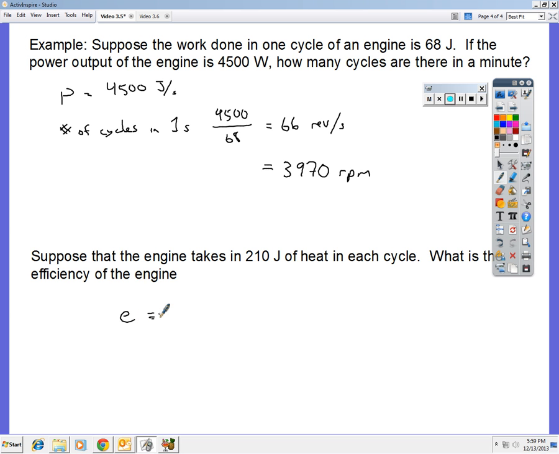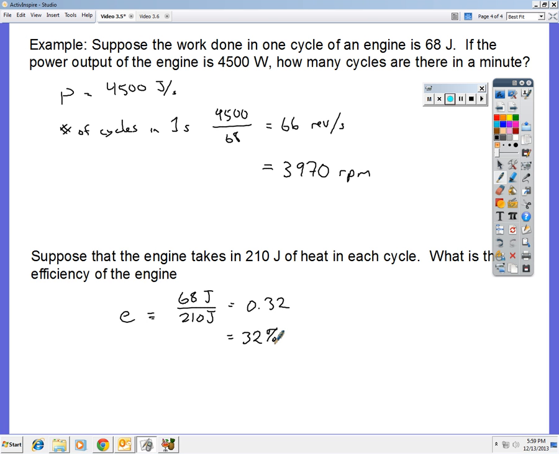Well, the efficiency is the work out, which in 1 cycle is 68 joules, divided by the heat that is put in each cycle, which is 210 joules, and that works out to be 0.32, which is 32% efficiency, which is about par for the course if this is an internal combustion engine.